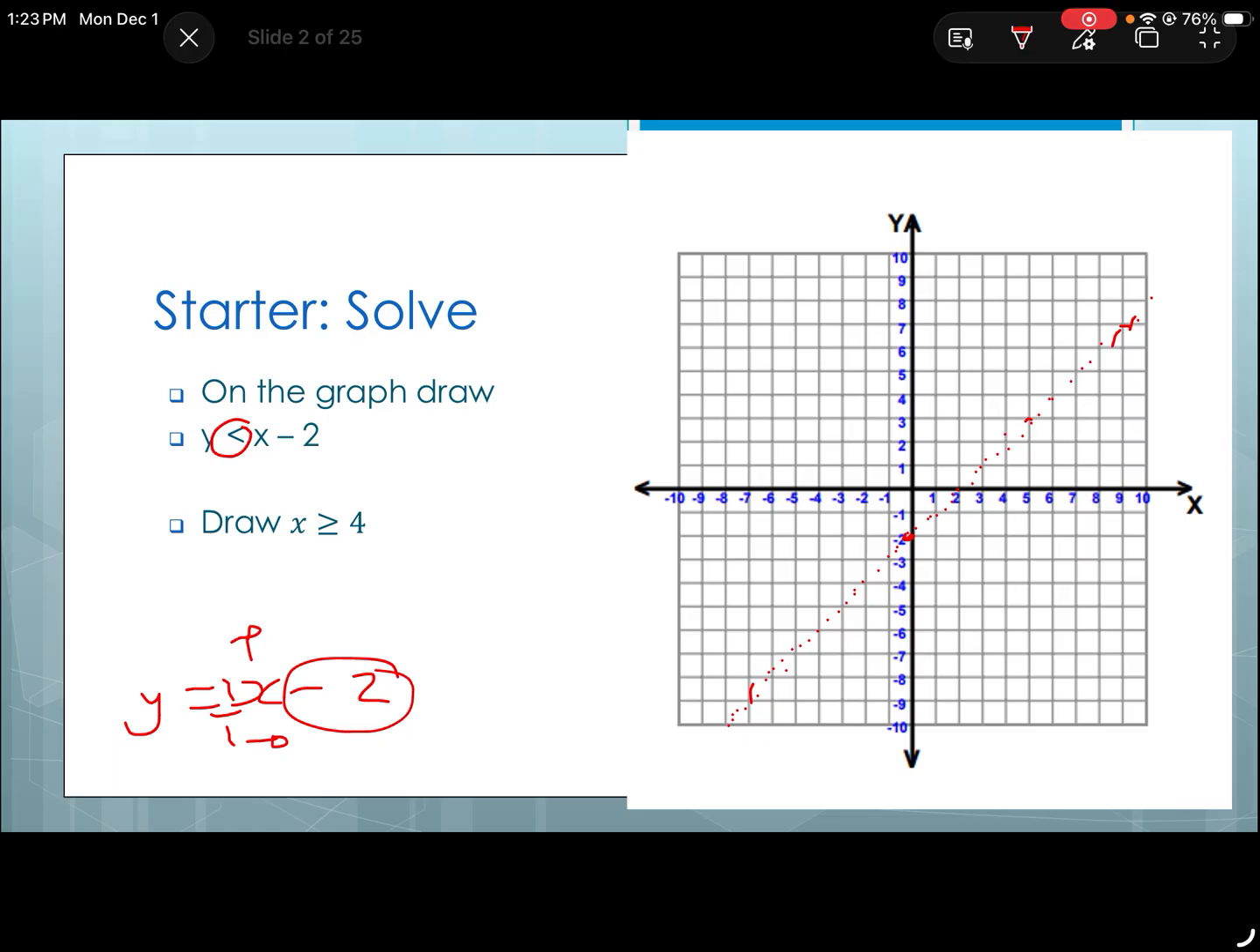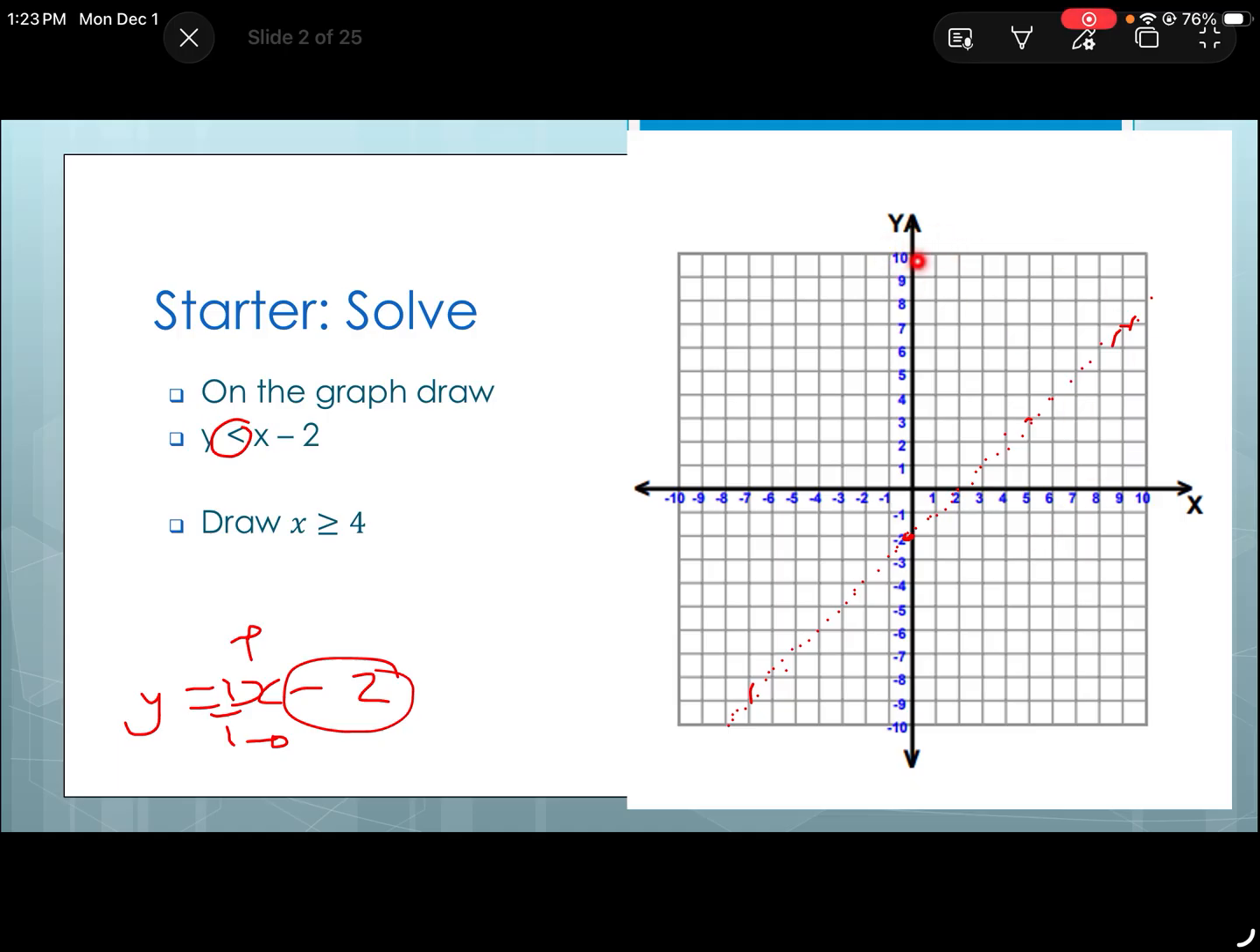And then what we need to do now is we need to shade one side of it. So either this side's going to be shaded or this side's going to be shaded. Now what we do is we pick a random point that isn't on the line, and we solve that. We substitute that in, and then if it works, we shade that part in. If it doesn't work, we shade the other part in.